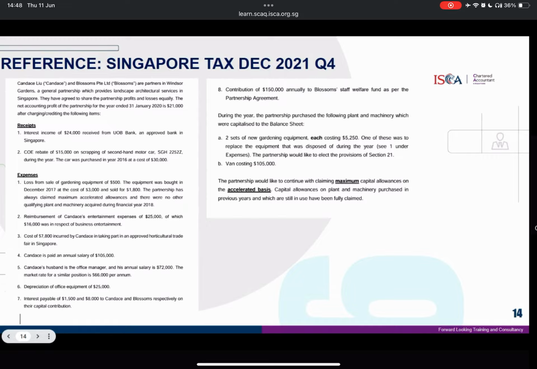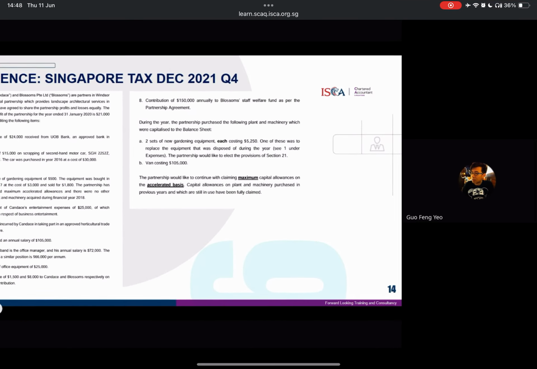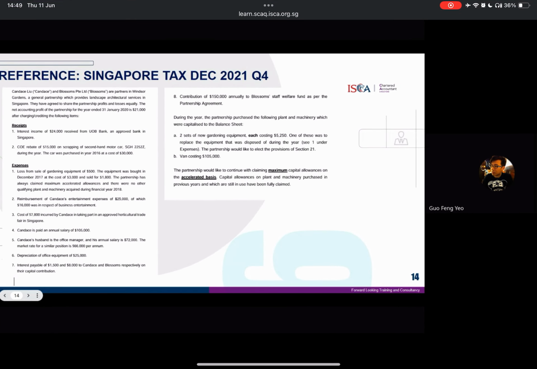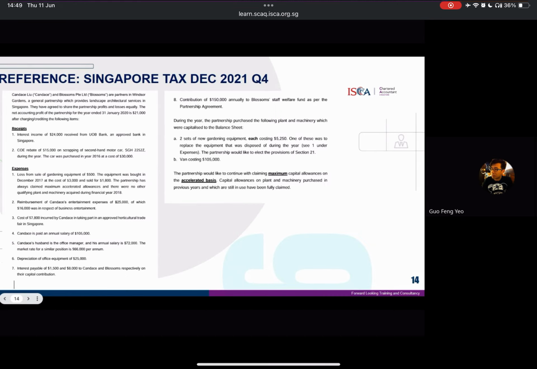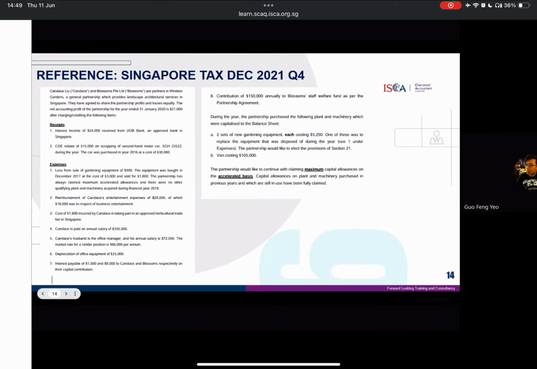During the year, the partnership purchased the following plant and machinery, which were capitalized in the balance sheet. 2 sets of new gardening equipment, each costing 5,250. One of these was to replace the equipment that was disposed of during the year. See 1 under expenses. The partnership would like to elect the provisions of Section 21, an event costing 105,000. The partnership would like to continue with claiming maximum capital allowances on the accelerated basis, capital allowances on plant and machinery purchased in previous years and which are still in use.